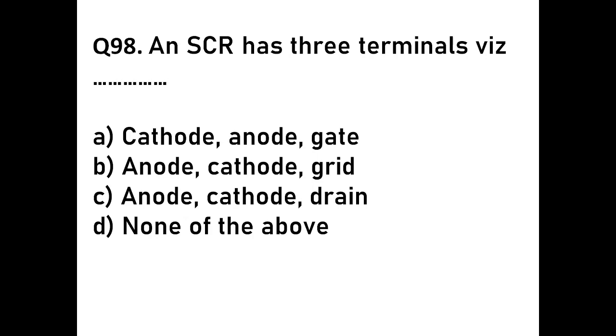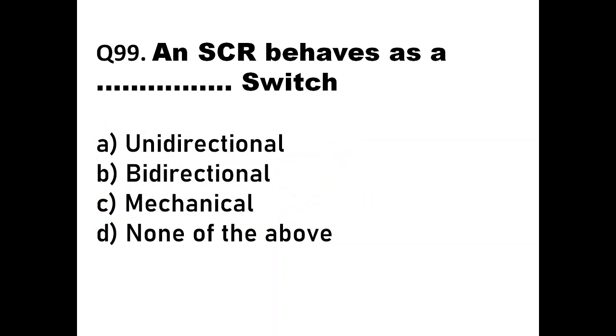So here the option should be A, cathode, anode and gate. An SCR has three terminals which are named cathode, anode and gate. Okay. Then we'll go to the next question, question number 99. An SCR behaves as a dash switch.